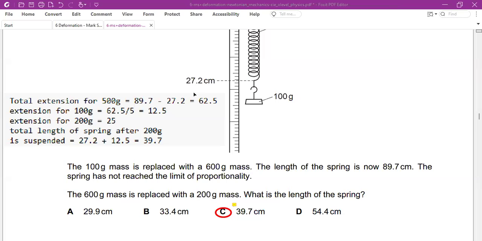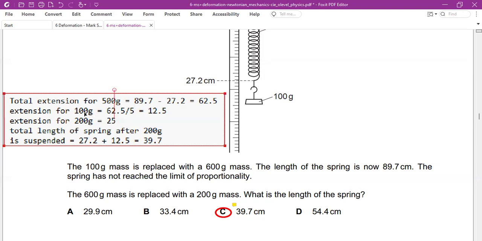So we see that the length for 600 grams is 89.7 and the length for 100 grams was 27.2. Subtracting these gives you 62.5 extension for the 500. And then you divide this by 5, that gives you extension for 100. The 27.2 was the length of the spring, and 89.7 was the length of the spring. It is not actually the extension, so we calculate the extension by subtracting these two values. Now the extension for 100 grams will be 12.5.